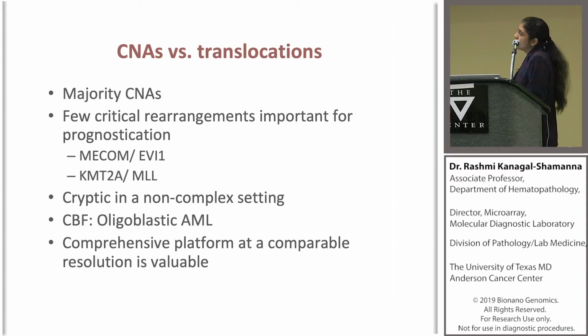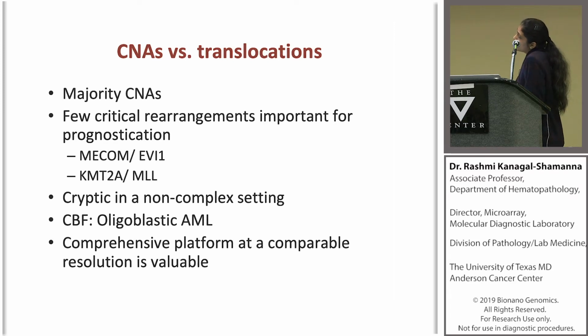The problem is these translocations, they occur in a cryptic setting, and they're usually non-complex karyotypes. So oftentimes we miss that unless there is a really strong suspicion to do a specific targeted FISH on it. And these include the EVI1 or the MECOM rearrangement and MLL rearrangements. And MLL rearrangements are particularly common in therapy-related patients. By that I mean patients who have received prior chemotherapy for another cancer.